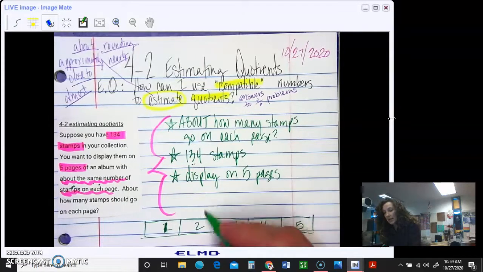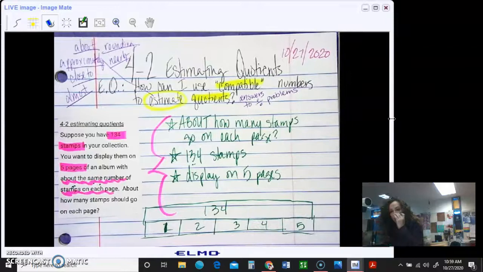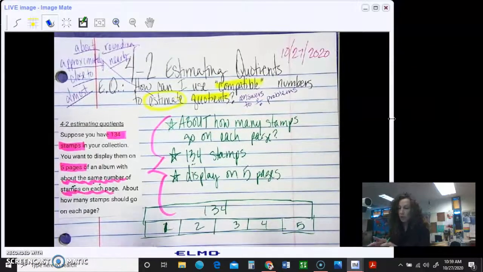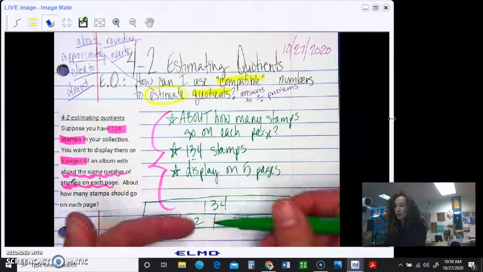And I need the 134 chopped into those 5 pages. So the visual: is it 134 stamps? Did I draw 134 stamps? No. Did I draw 5 pages of an album? No. But it gives you an idea how you're going to take this and you need to chop it up.